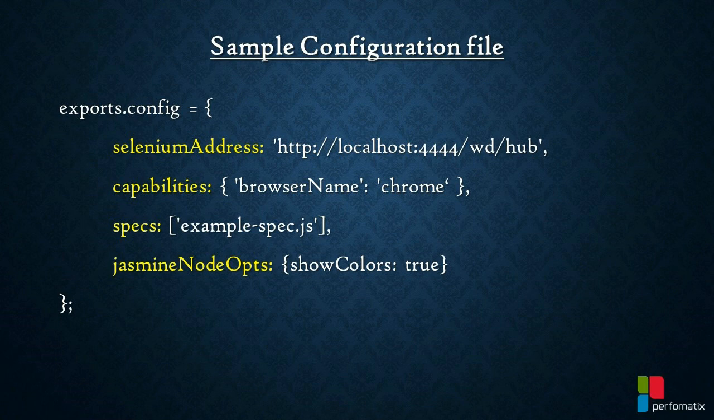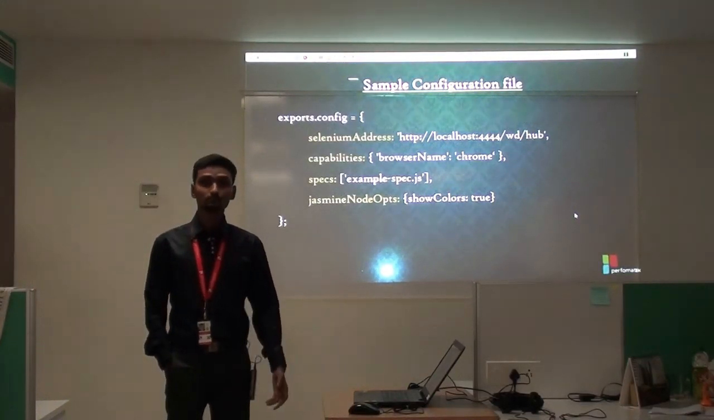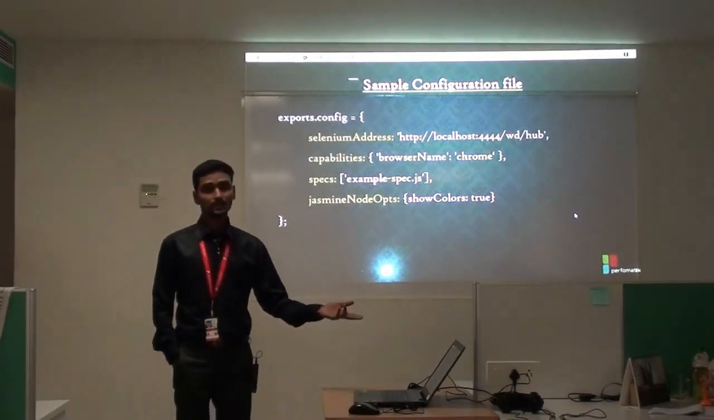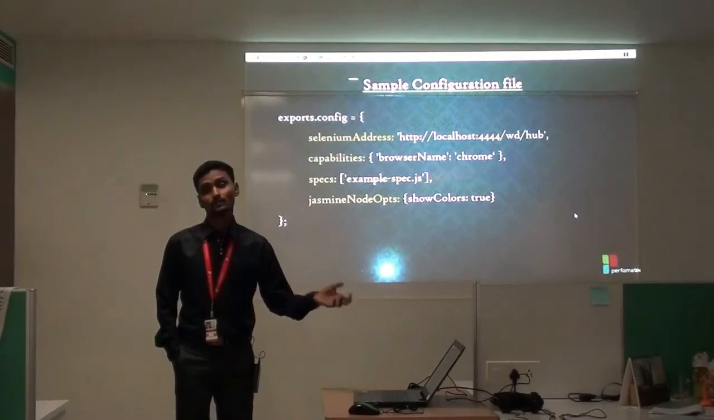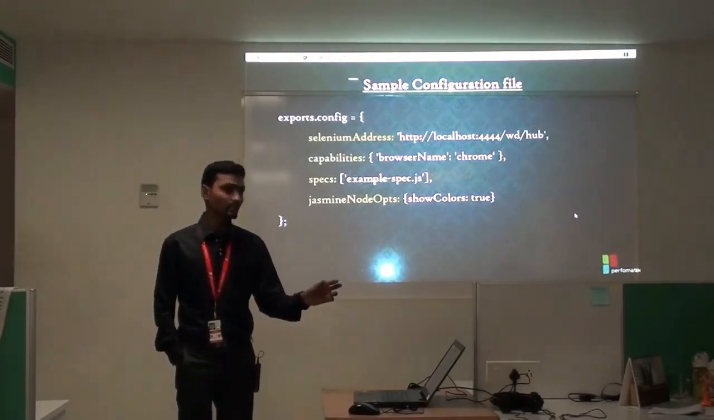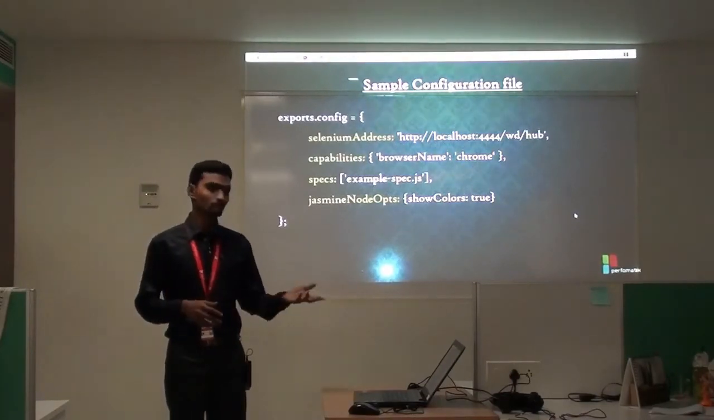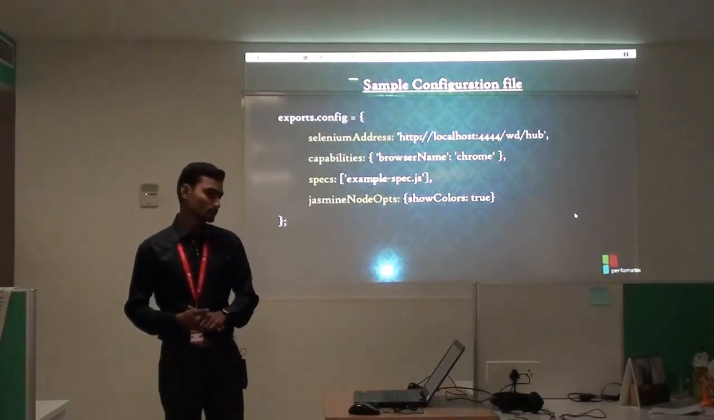Then the second one is the capability. Capability is nothing but the browsers in which you need to run the test. You have to specify that in a browser name. You can use multiple browsers also. In that case, you have to use another parameter instead of capability, called multi-capability, and mention the list of browsers in an array. So we can access more than one browser also.